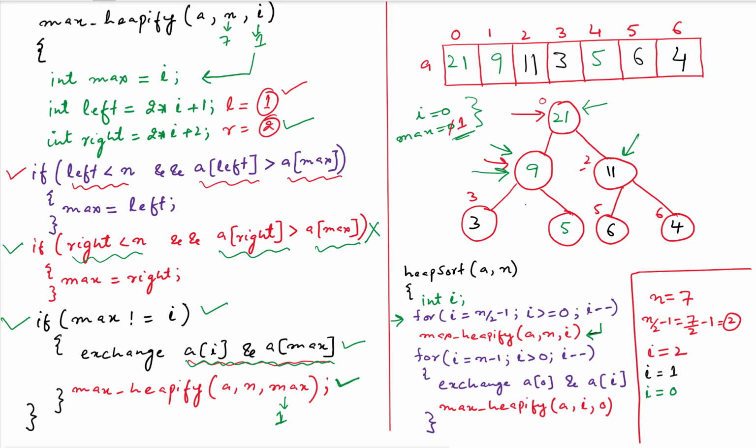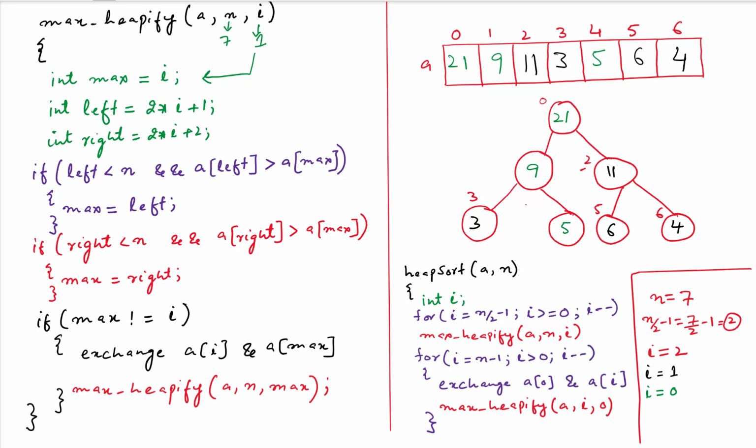Okay, and now let me remove all this stuff that I have written here. Now the new value of I is 1, and this value of I will be assigned to the max variable. So I equal to 1 and max equal to 1. So next statement we calculate left. Left is 2 into 1 plus 1, that is 3, and right is equal to 4.